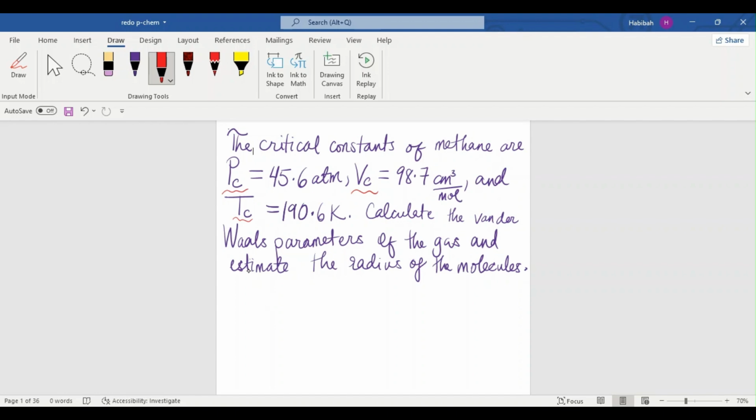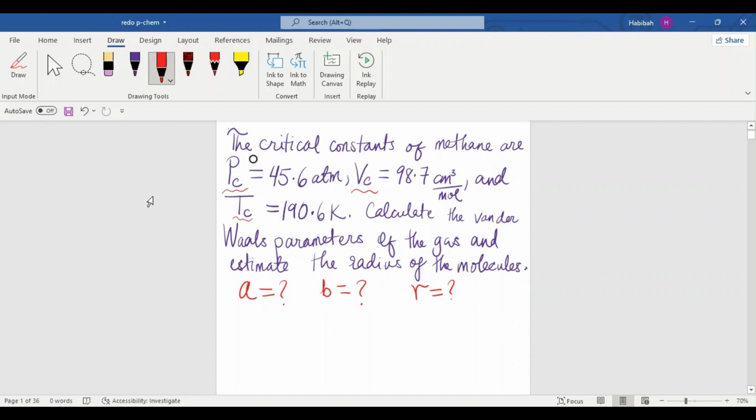And then we're told to determine the van der Waals parameters, which are A as well as B. And then we're also told to estimate the radius of the molecule, which is simply R. A involves the strength of attractive forces, and B involves information on the volume, or excluded volume, something like that. So the point I'm trying to make is that these are the three things that we're asked to solve for.